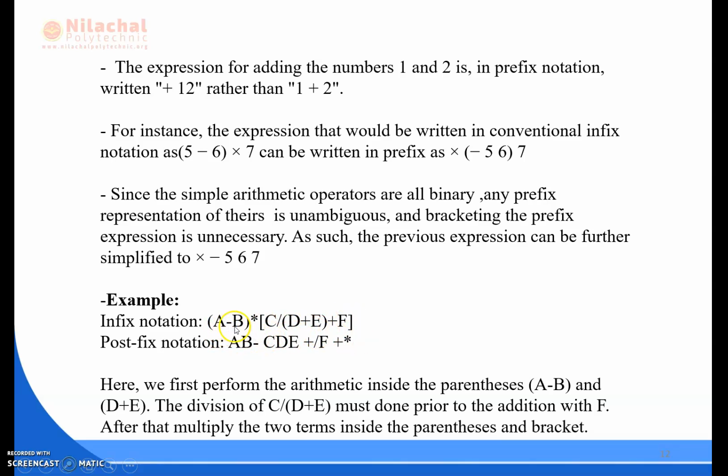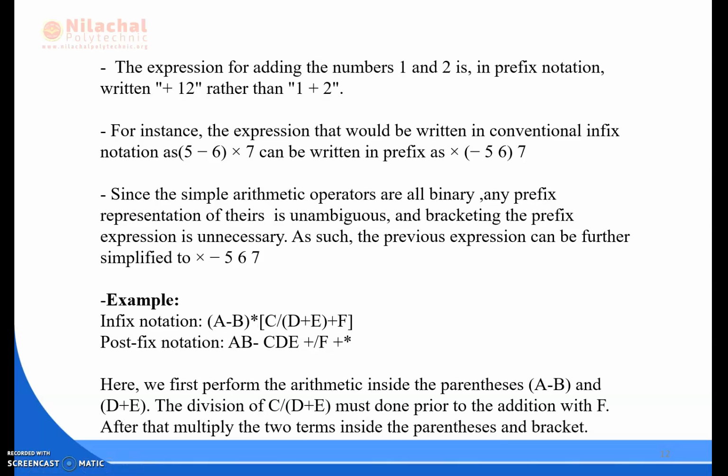Now I have to solve A minus B, this bracket. We have a multiplication sign in between. So this is one operand and the solved part is one operand. To solve this bracket, we write AB minus, that is solved. So AB minus is one operand, C D E plus division F plus is one operand, and in between that we have a multiplication sign.